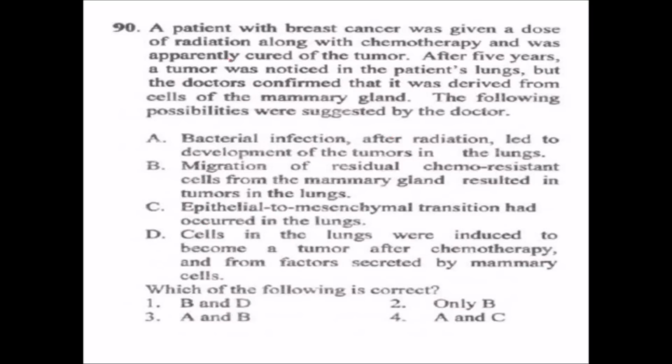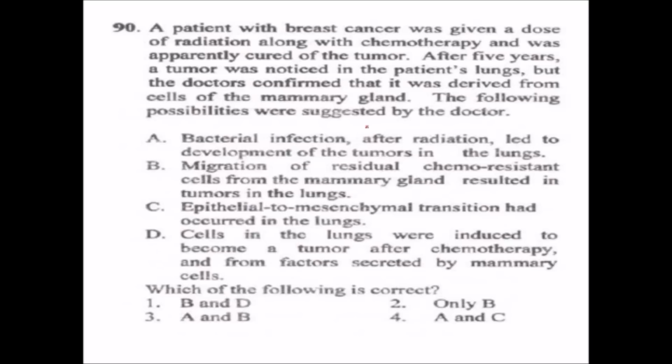Next question is, a patient with breast cancer was given a dose of radiation along with chemotherapy and was apparently cured of the tumor. After 5 years, a tumor was noticed in the patient's lung, but the doctor confirmed that it was derived from the cells of the mammary gland.